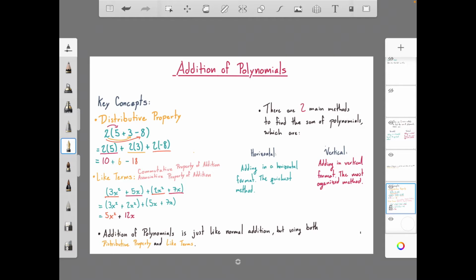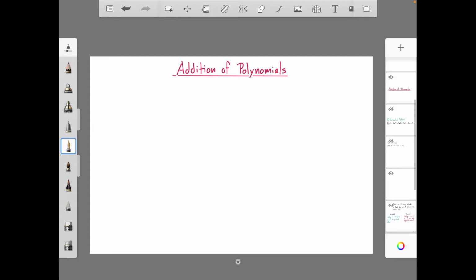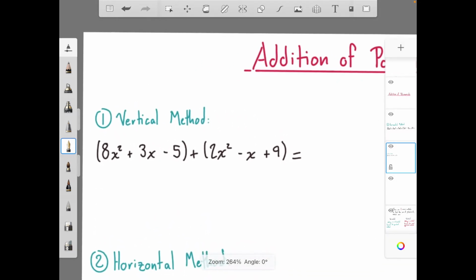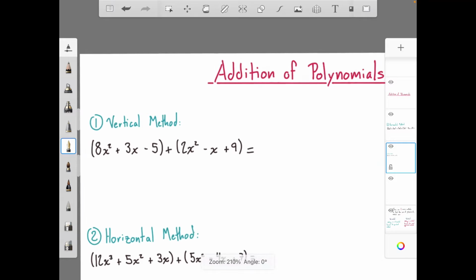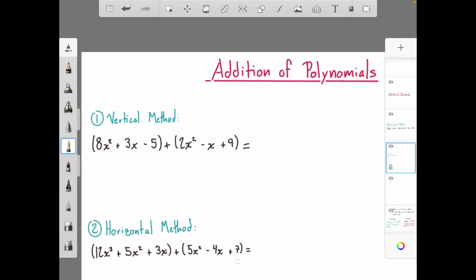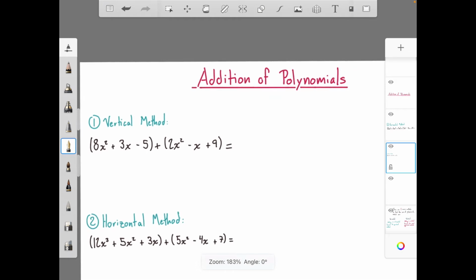After you get the hang of it and you understand better how it works, you should definitely try a horizontal format. Okay, so now we are going to try 2 exercises, one of them in horizontal and one of them in vertical. First of all we're going to do the vertical exercise. It says 8x to the second power plus 3x minus 5 is being added to 2x to the second power minus x plus 9. So now we are going to organize this in a vertical way.